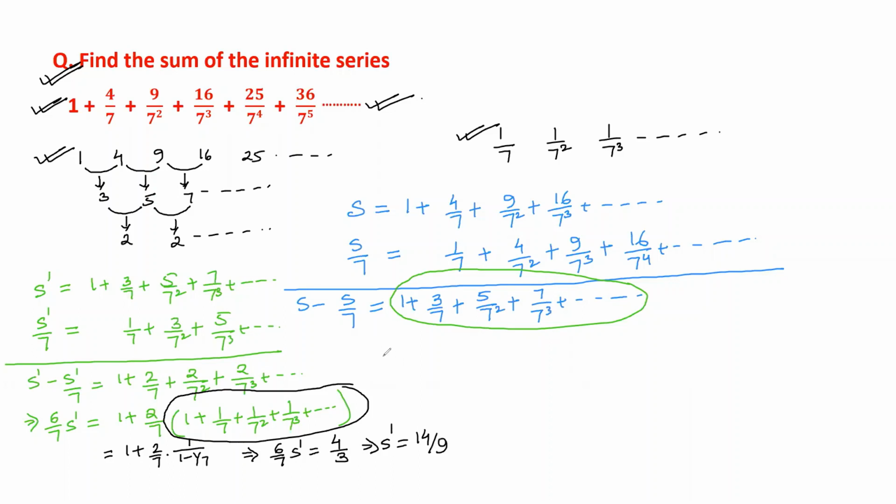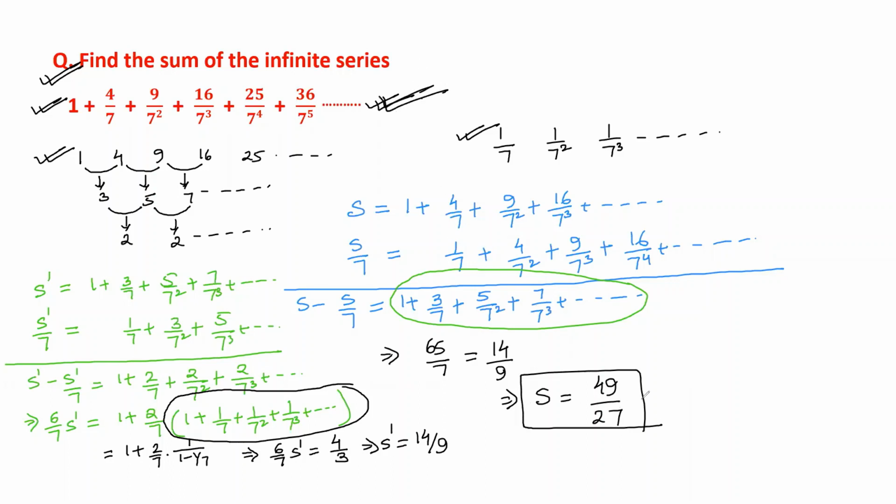So finally, from here, we can write it as 6S/7 equal to 14/9, which would be giving us the value of S to be 49/27. So that means the sum for this infinite series is 49/27.